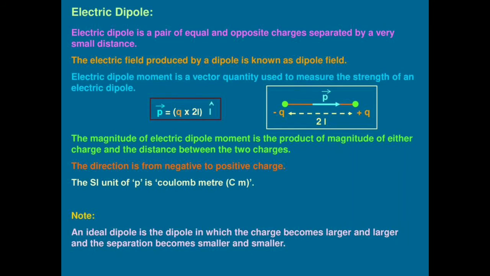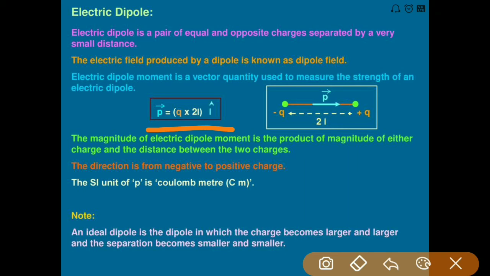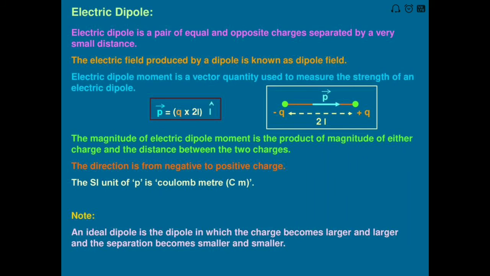So next topic is what is the unit of electric dipole moment. From the formula you can find that P is equal to q into 2l. So q can be expressed in coulomb and 2l is the separation between the charges, which can be expressed in meter in the MKS system. So the unit will be coulomb into meter. So the unit of electric dipole moment is coulomb meter.